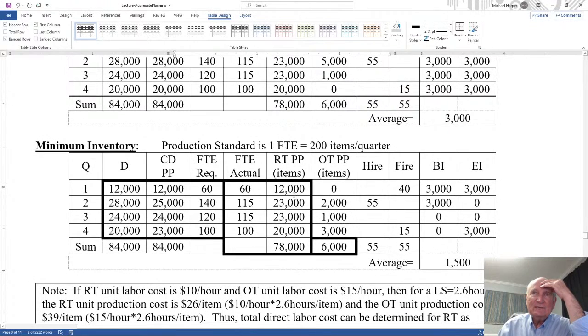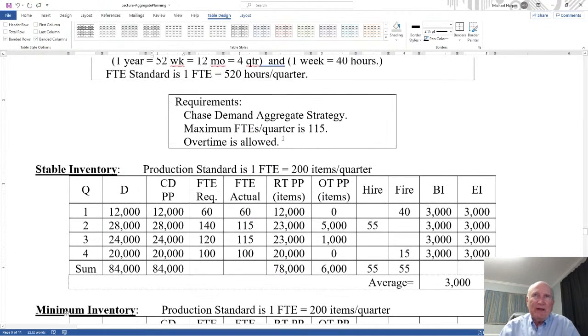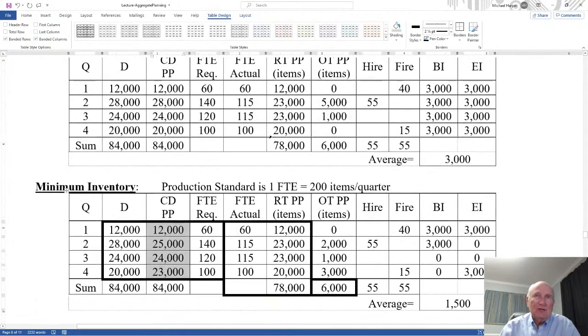So in this case, my regular time plus overtime equals this production plan. Notice this production plan minimizes my inventory when it's based on a chase demand original strategy. I started with chase demand, but notice in this case, my production plan is not the same as my demand. Why? Because I have an overtime objective. I have a minimum inventory objective with overtime.